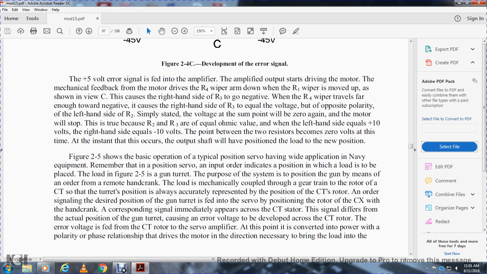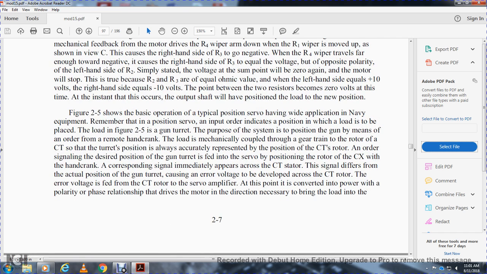becomes 0 again, and the motor will stop, because resistors 2 and 3 are equal in value. When the left hand side is equal to positive 10 volts and the right hand side is equal to negative 10 volts, the point between the two resistors becomes 0 volts. At that instant the output shaft positions the load in the new position.